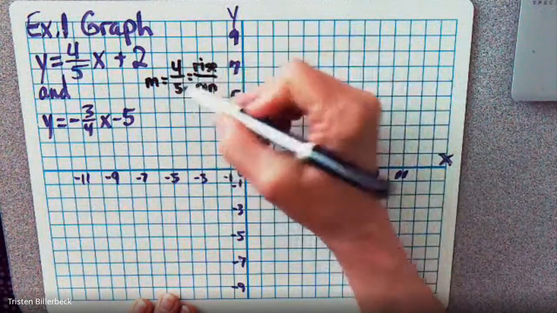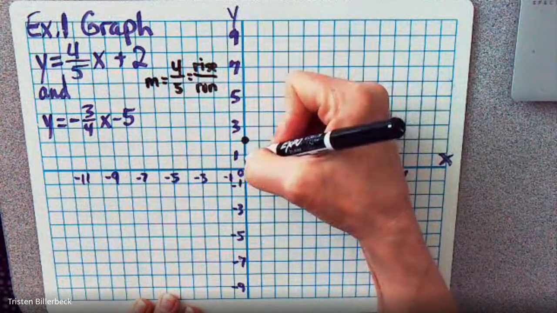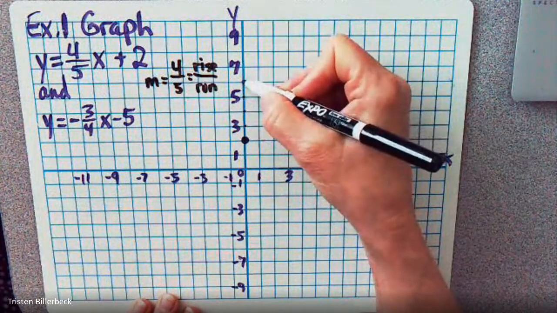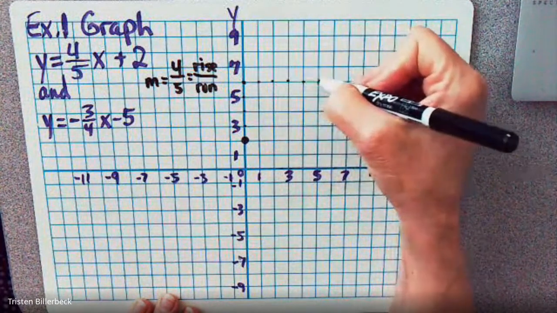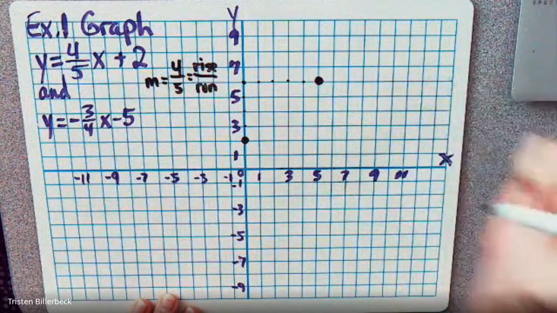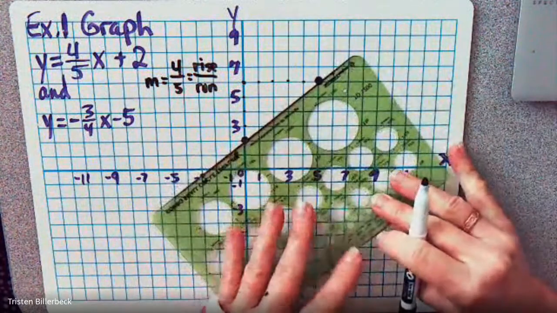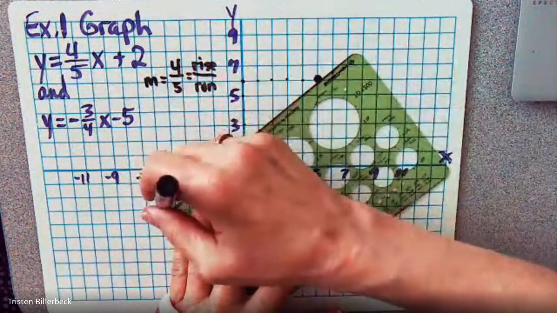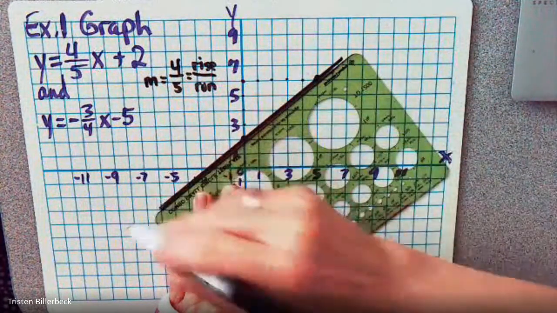So I like fractional slopes. So I'm going to rise 4, and each one of these is 1. So I can just count 1, 2, 3, 4, and run 5. 1, 2, 3, 4, 5. And that's my second point. I only need 2 points for a line, so I'm done. Unless I'm feeling uncomfortable with my decision, then I can find another point. Okay, so let's draw that.